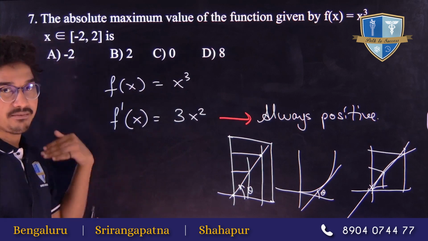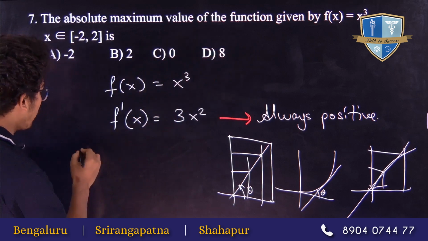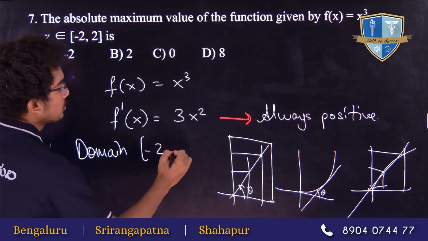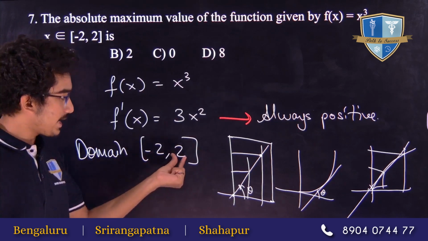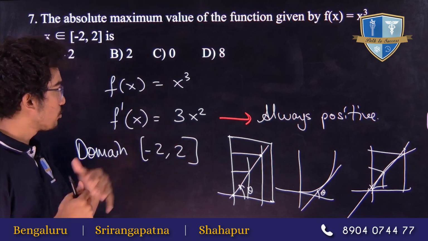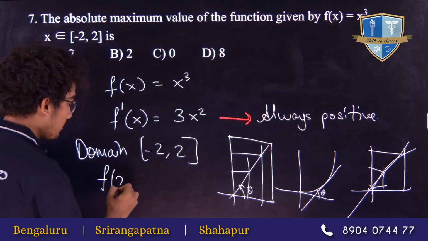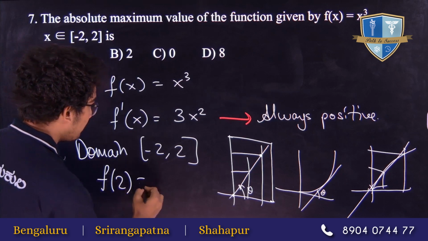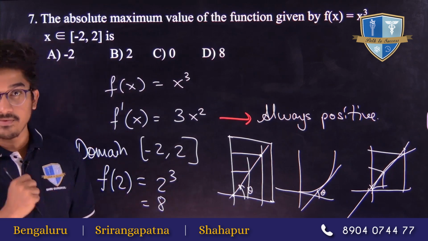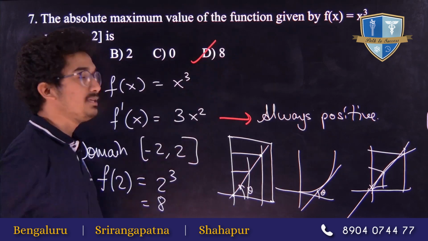So the maximum input that we can put in this function, since the domain is from -2 to 2, is 2. So I will get the maximum output after putting 2 into the function. So f of 2 will be our maximum value. So it will be 2 cube, which is equal to 8. So our absolute maximum value will be 8. Our option D is the correct option.